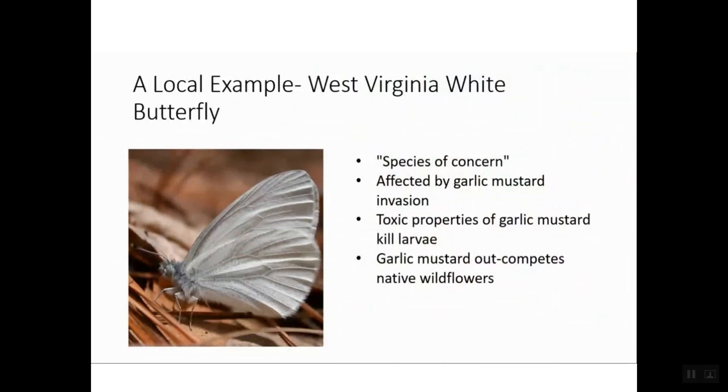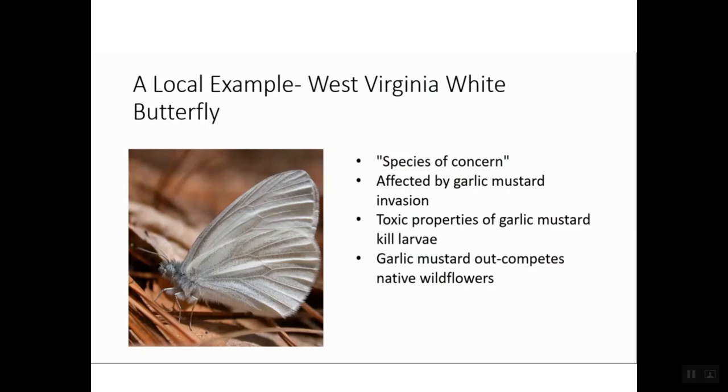The West Virginia white butterfly. It's a species of concern. It's a butterfly that is native to West Virginia, obviously, but it goes up and around the Great Lakes as well. It's actually affected by the garlic mustard invasion that we have in the United States. The toxic properties of garlic mustard actually kill the larva, or some of the larvae. It's a pretty large percentage. It kind of depends on the area.